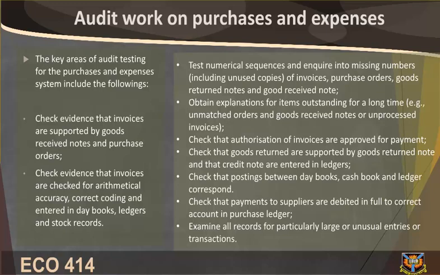Check that authorization of invoices are approved for payment. Check that goods returned are supported by goods returned notes and that credit notes are entered in ledgers. Check that postings between daybooks, cash books, and ledger correspond. Check that payments to suppliers are debited in full to the correct account in the purchase ledger. Examine all records for particularly large or unusual entries or transactions.